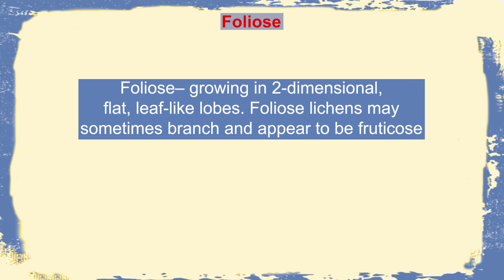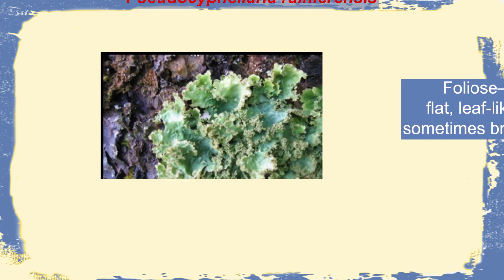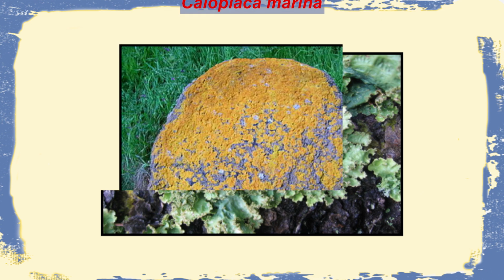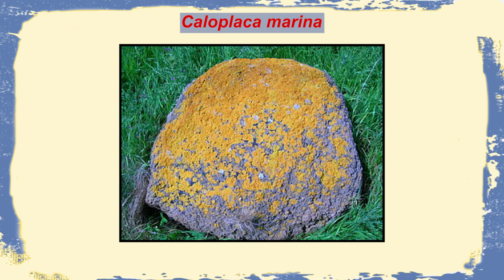There may be foliose lichen. The name comes from the word leaf, leaf-like lichen. It is a two-dimensional leaf-like structure and they are quite big. And they include the Pseudocyphalaria rainieriensis. Similarly, there may be the crustose lichen.